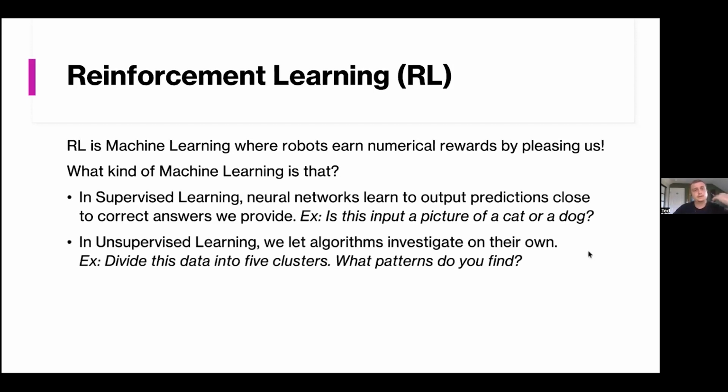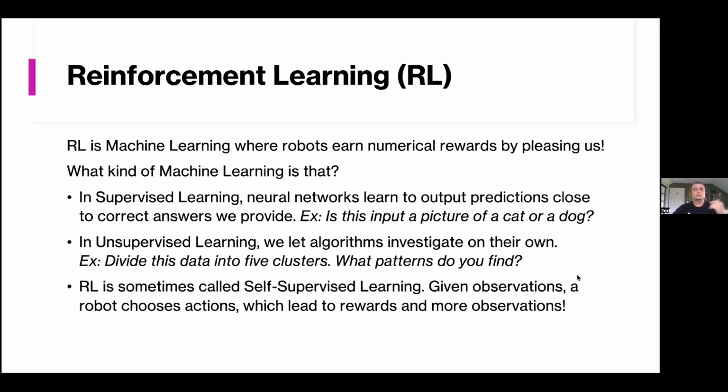There's another kind of machine learning, unsupervised learning, where we just let algorithms investigate data all on their own. We give it data and say, make this data into 5 clusters. What kind of patterns are there that we as humans can't just find like that? Reinforcement learning is not quite supervised, and it's not quite unsupervised. It is sometimes called self-supervised learning.